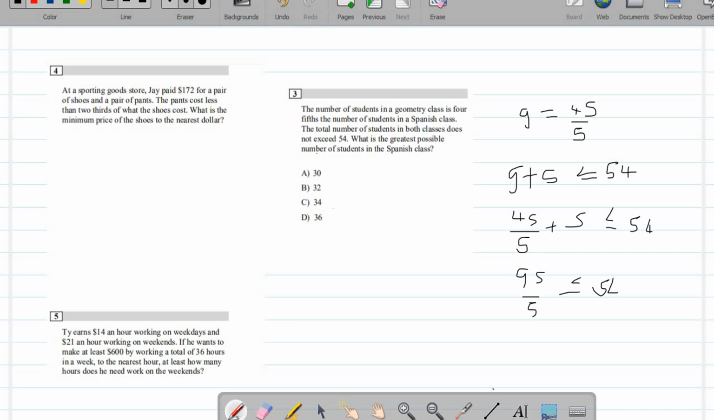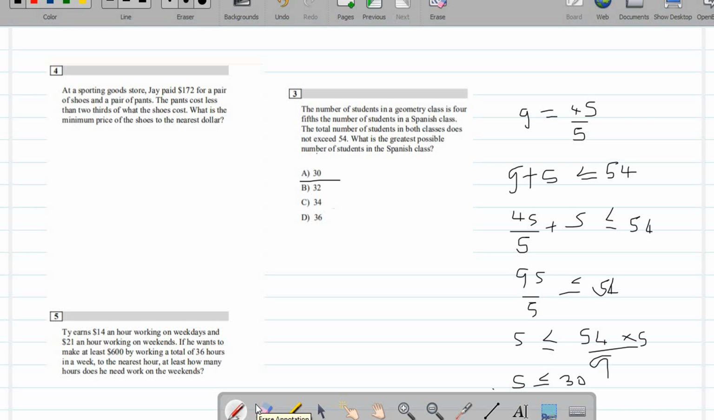So we'll do that old style. S will be less than or equal to 54 times 5 divided by 9. 54 and 9, this is a no calculator question. 54 divided by 9 will give you 6. So we have 30 there. So S is less than or equal to 30. They say what is the greatest number of students? If S is less than or equal to 30, that means equal to 30. So that's the greatest number. Let's move on to the next one.